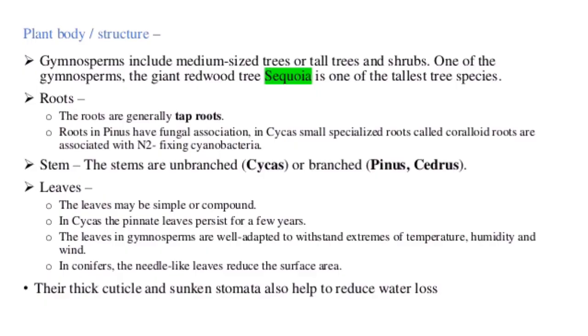Leaves. The leaves may be simple or compound. In Cycas, the pinnate leaves persist for a few years. The leaves in gymnosperms are well adapted to withstand extremes of temperature, humidity and wind. In conifers, the needle-like leaves reduce the surface area. Their thick cuticle and sunken stomata also help to reduce water loss.